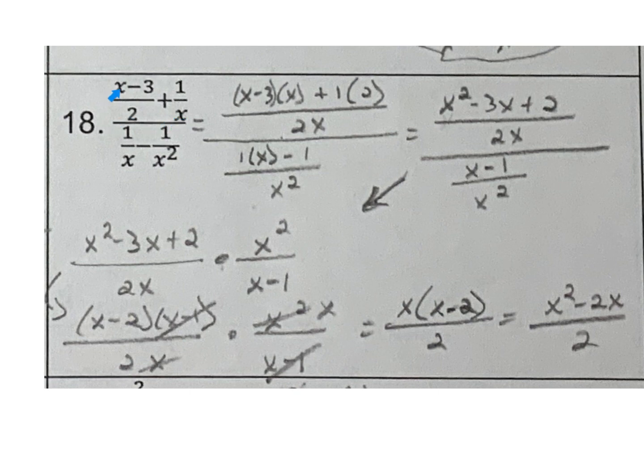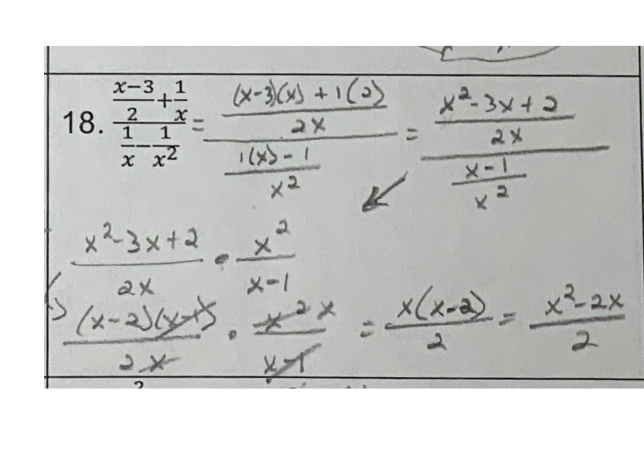So we're going to multiply x minus 3 times the x, which I showed here, and then plus 1 times the 2, which is shown here, all of that over 2x. Then in our denominator, we have 1 over x minus 1 over x squared. This is where we may have had a little trouble understanding the lowest common denominator. That's going to be x squared, because this has a factor of x, but this has a factor of x times x. So we're simply going to multiply this side by an additional x.